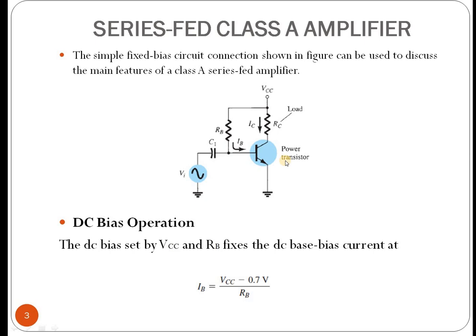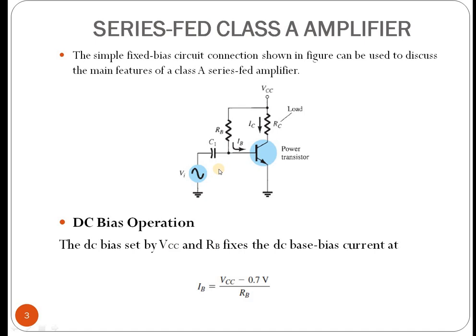One is RC, the power supply is VCC, and from that through RC the current flowing is the IC current. Another is the base resistor RB, through which the current flowing to the base is IB. So IC is the collector current and IB the base current. The capacitor is C1, and the input voltage supply is VI. So this is the fixed bias circuit.